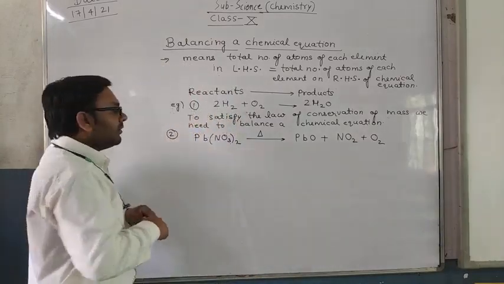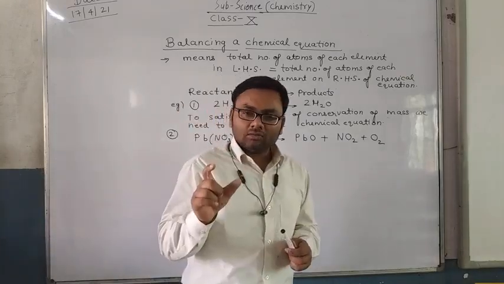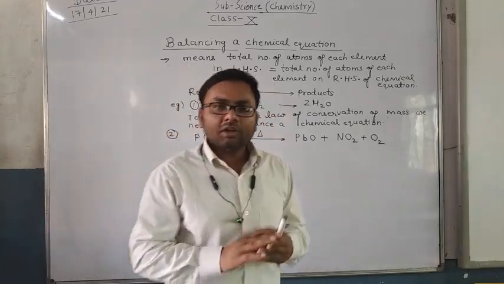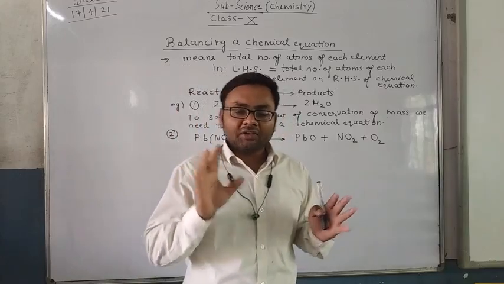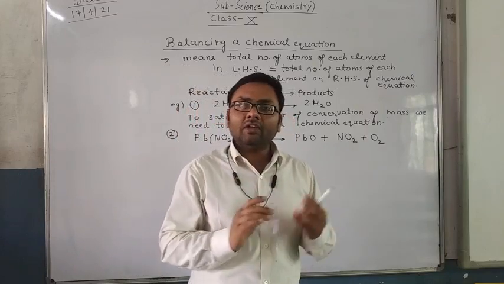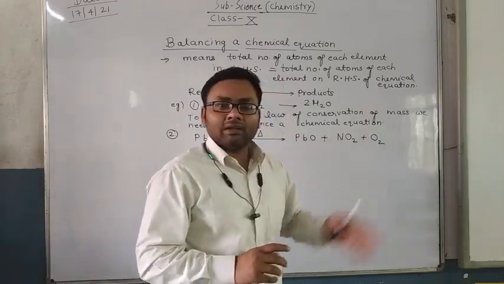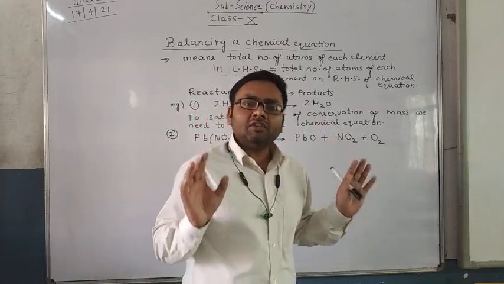So how to balance this? What do we have to do? We have to just think of a number. It may be a fraction, it may be a whole number, a positive number. We have to think of a number in the form of a coefficient, and put that number in front of any compound or any element, where it is required.